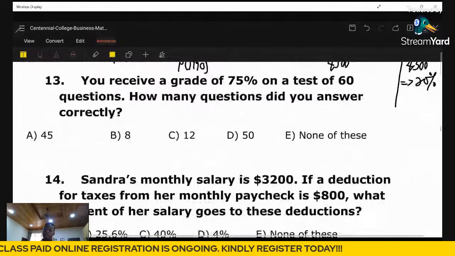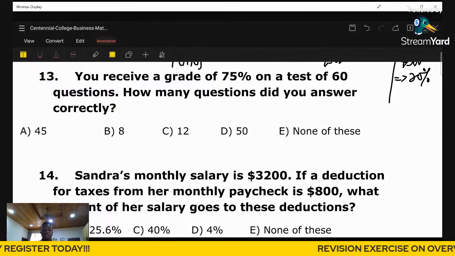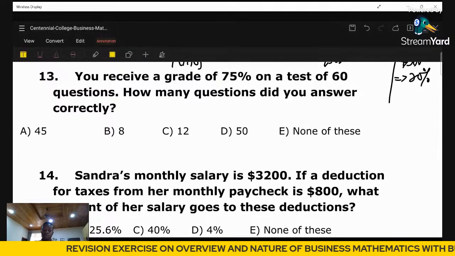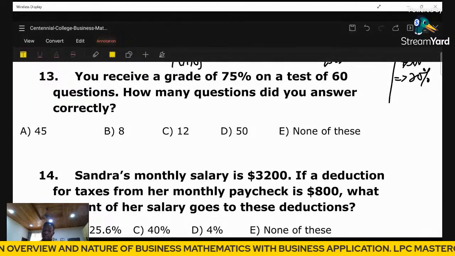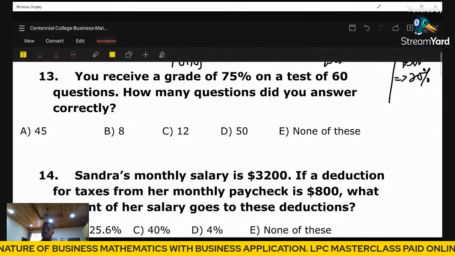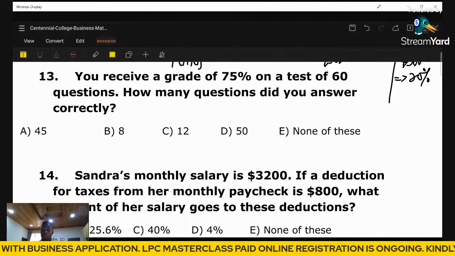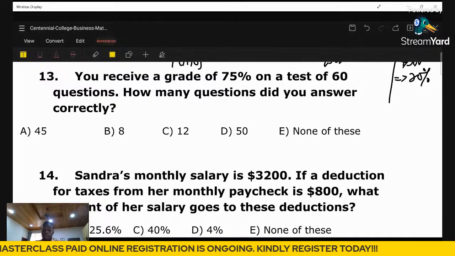Let's talk about question 13. You receive a grade of 75% on a test of 60 questions. How many questions did you answer correctly? So you received a grade of 75, that's the percent you received as a mark after going through a test of 60 questions. The question is asking how many questions did you answer correctly?